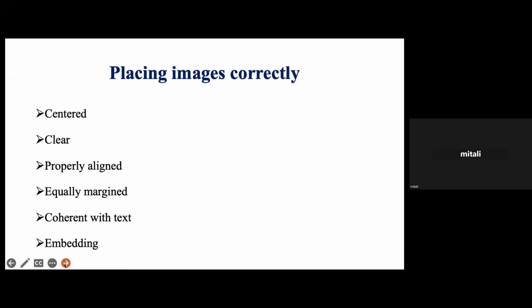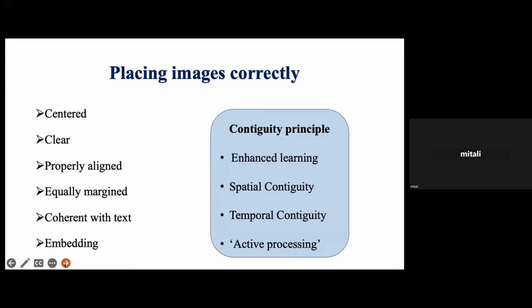Images should also be placed correctly. They should be centered. The image should be clear, properly aligned, and equally margined. It should be coherent with the text, and whenever necessary, embedding should be done. This is in accordance with the contiguity principle. The contiguity principle says that images with text help in enhanced learning.